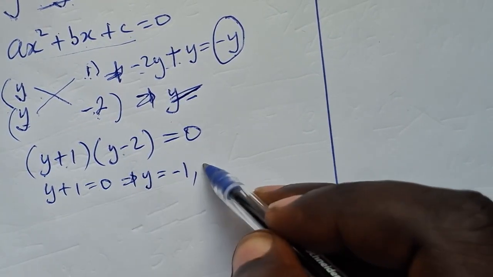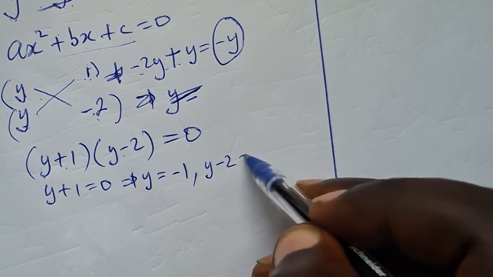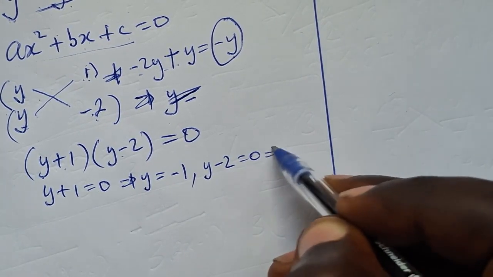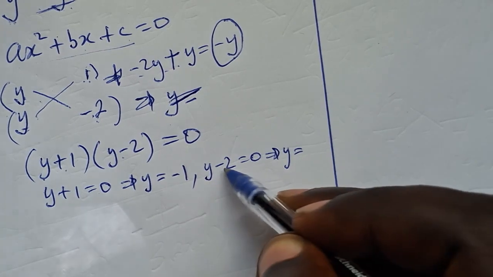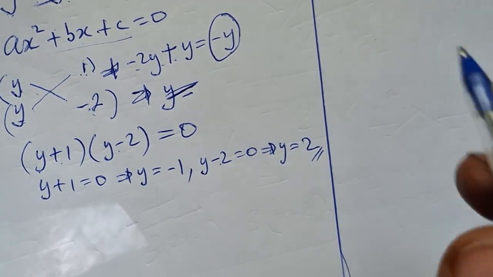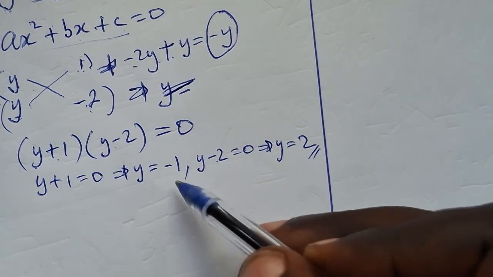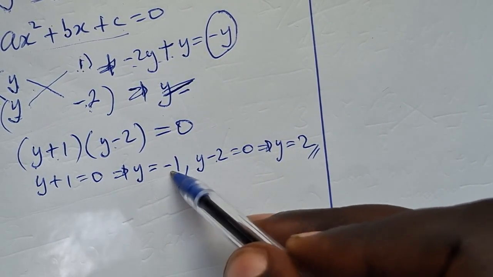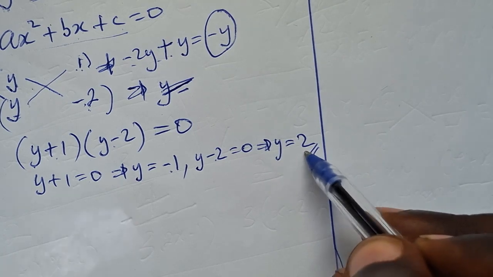Or y minus 2 is equal to 0. This implies that y is equal to, if we carry this minus 2 here, becomes 2. So y is equal to 2. So we have two values of y, where y is minus 1 and y is 2.